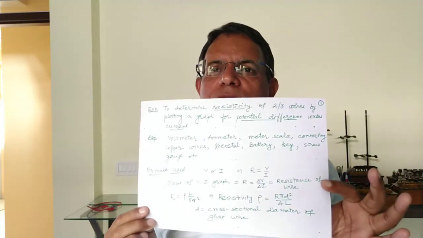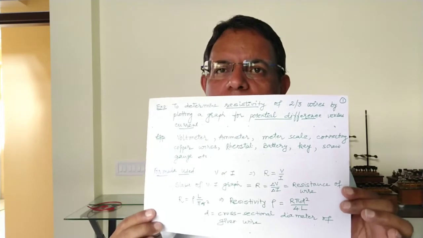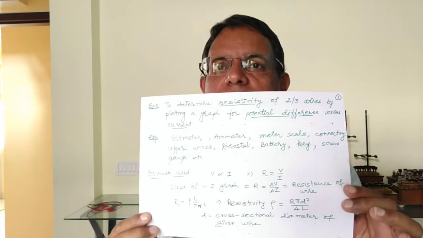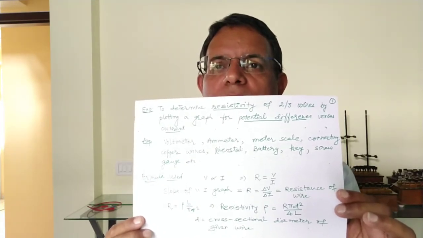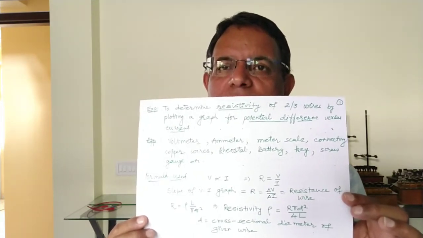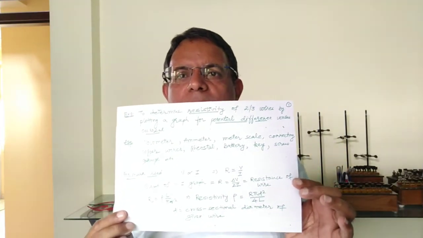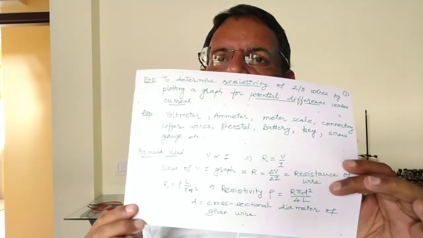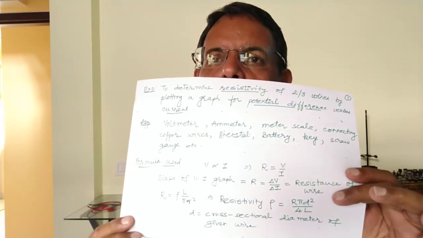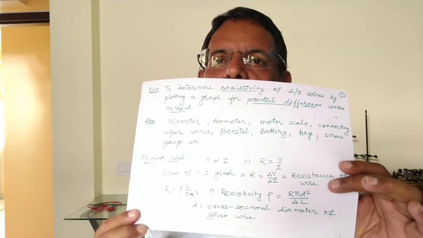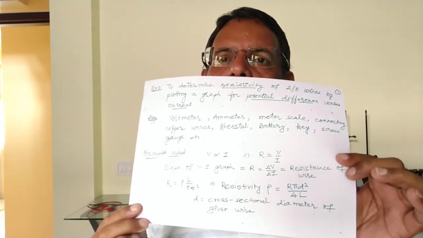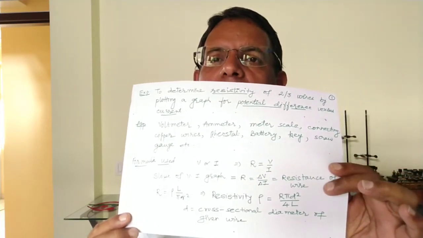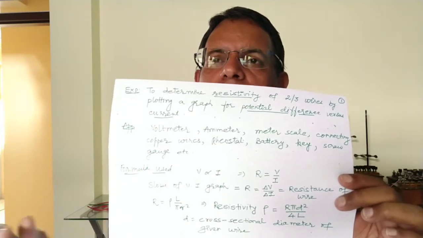R is the resistance of the wire. Definitely we will take various readings of potential difference and various readings of the current correspondingly. Then we plot the graph between V and I, and from the graph we will find the slope. The slope is delta V upon delta I, and that is equal to resistance. We all know resistance equals rho L by A, and if I explain it, you can write it as R equals rho L upon area, where area is pi R square, and then modify the formula for resistivity as rho equals R pi d square upon 4L, where d is the cross-sectional diameter of the wire.